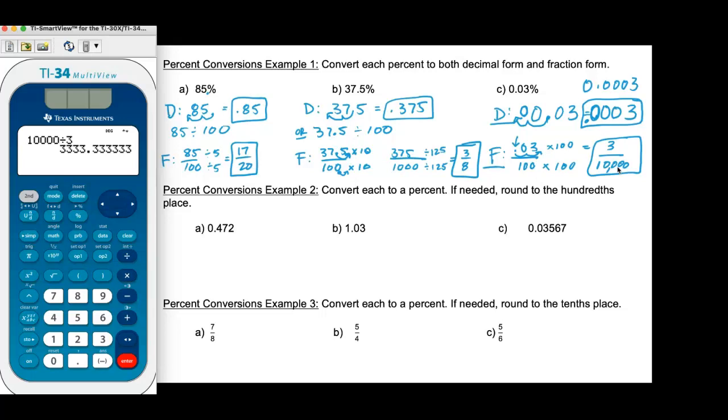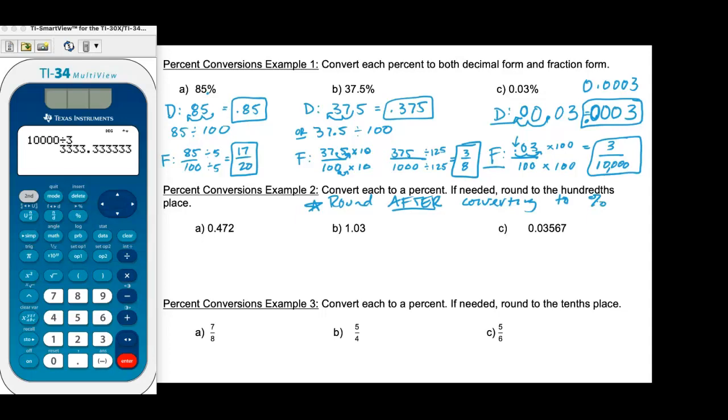Okay, so the next set of examples, we're going to convert each of these decimals to a percent, and then if needed, round to the hundredths place. So when you're asked to round, you always want to round after you convert to a percent. So that's really important. So round after converting.